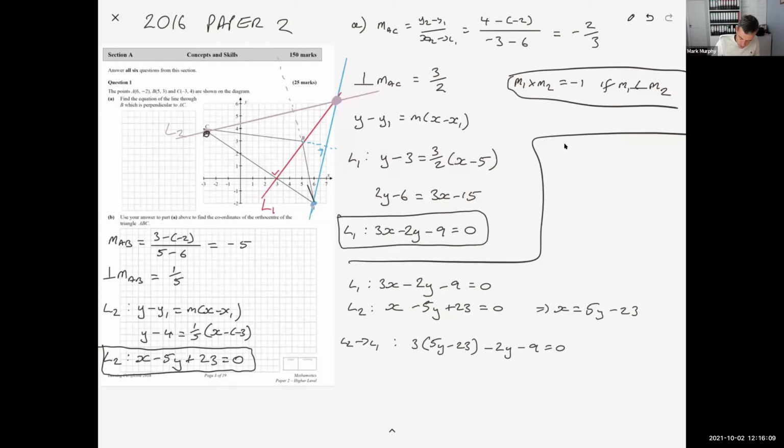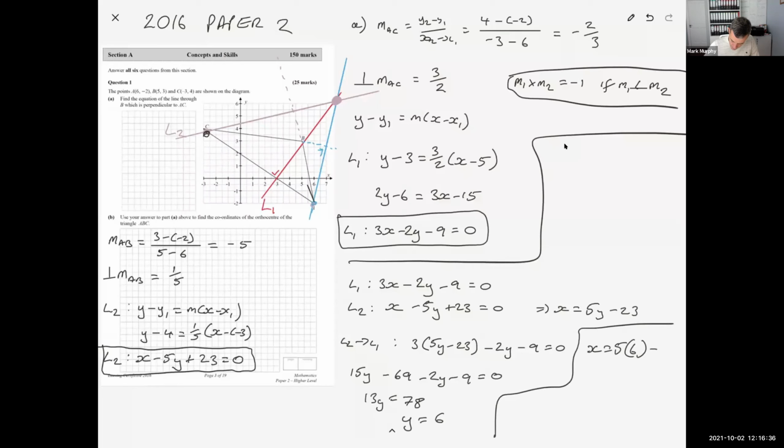And then working all that out, right? I can write it out, why not? We have a bit of time. 15y minus 69 minus 2y minus 9 equals 0. 13y is equal to 78. And y is equal to 6. And then substituting that back up over here, x is equal to 5 times 6 minus 23. So x is equal to 7. So your answer then is that point, we call it O, right? The coordinate of O is (7, 6).